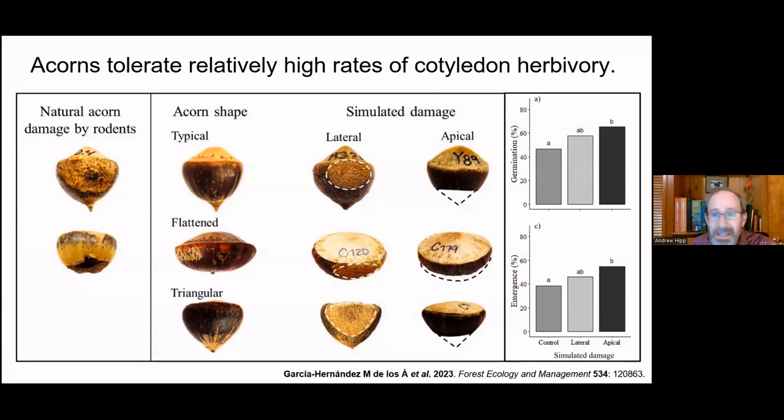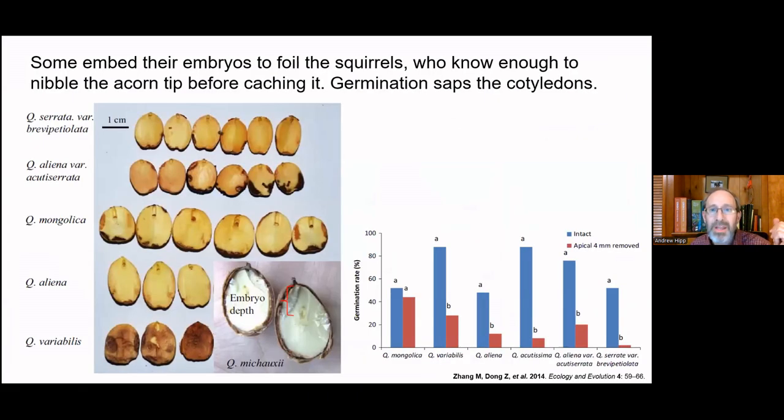If those are eaten, even a third of that mass is eaten, that acorn will still germinate just fine. So the tree has built in more food than it even needs. And some of the plants do an even more interesting thing.